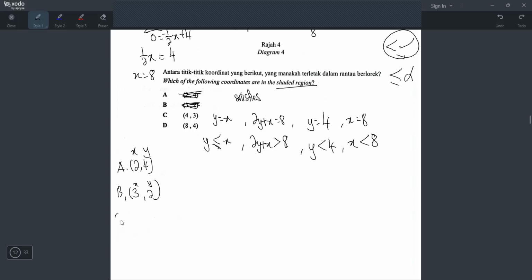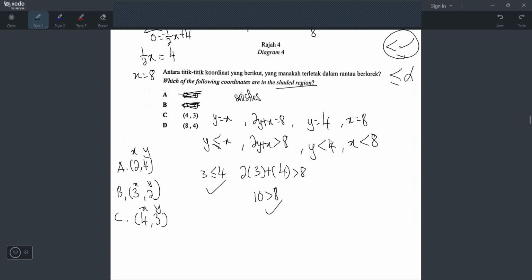Now let's try with C, which is 4, 3. So the x is 4, the y is 3. Let's substitute. y is 3, so 3 is smaller than or equal to 4. Is this a true statement? Yes, because 3 is indeed smaller than 4. What about this? 2y plus x bigger than 8. The y for this case is 3, and the x is 4. 2 times 3 is 6, 6 plus 4 is 10. 10 bigger than 8. Well, this is also a true statement. 10 is really bigger than 8.